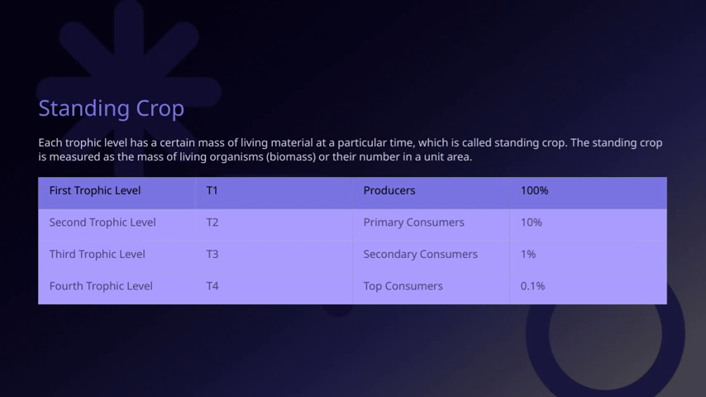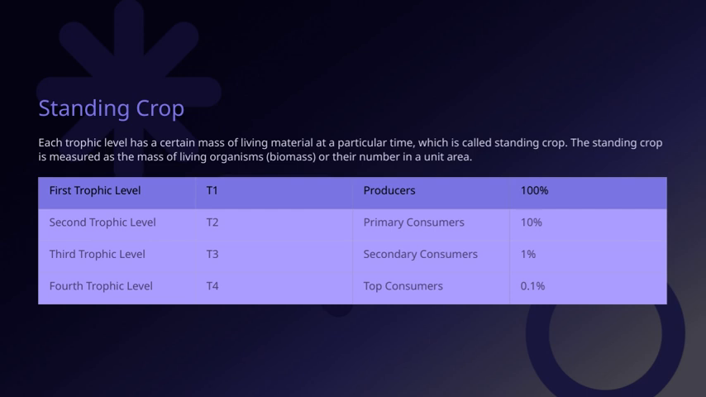Let's talk about the concept of standing crop. This refers to the amount of living material present at a specific time within a particular area. It can be measured in terms of biomass, which is the total mass of living organisms, or simply by counting the number of organisms in that area. Now, if we look at the trophic levels, the first level, the producers, typically have the largest standing crop, often set as 100%. These are the plants and other photosynthetic organisms that form the base of the food chain.